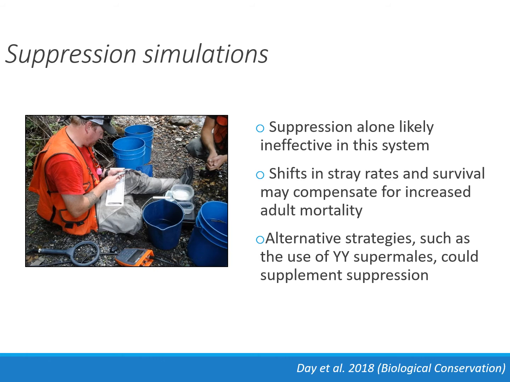And one of the big factors in that was we saw these compensatory responses. When you reduced the population significantly in one area, that increased migration from other areas and also increased survival of smaller fish that were less affected by the suppression. Both things that we thought could potentially be counteracted with a YY program. And that was sort of the genesis originally for building the YY mechanism into the model.